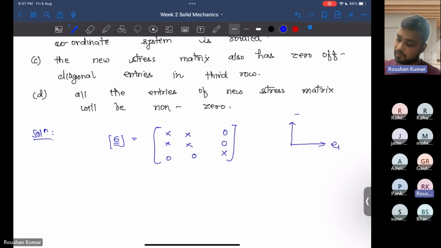So this is E1, E2 and E3. If we rotate the axes about the E3 axis, of course we have to rotate it by some angle. The new coordinate system becomes E1 hat, E2 hat and E3 hat. So if we rotate our coordinate system about E3, then E3 and E3 hat coincide. That is, E3 is equal to E3 hat.